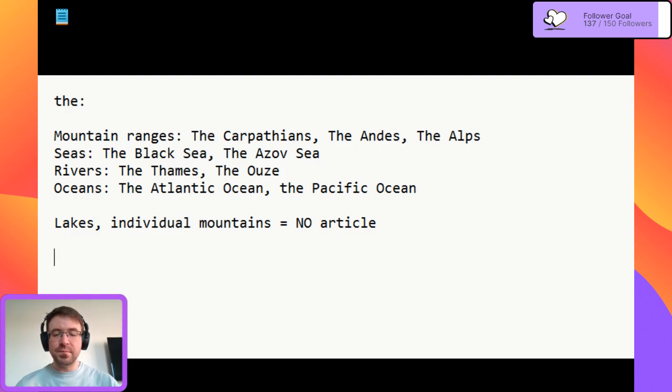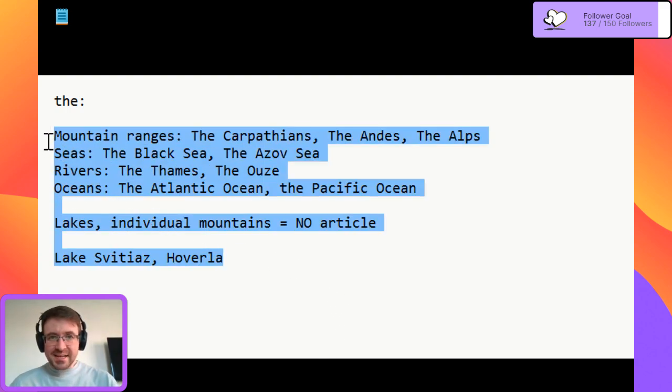So, for example, we can say Lake Svitiaz. I remember how it is written in English. No article, or Hoverla, no article. So if we have a lake or one mountain, we do not use an article. But for nearly everything else geographic, we use the article the.